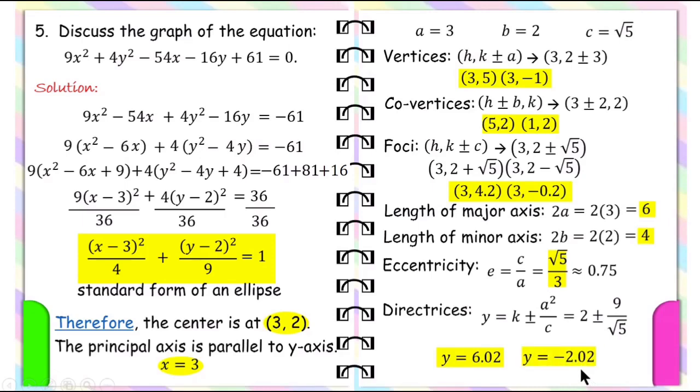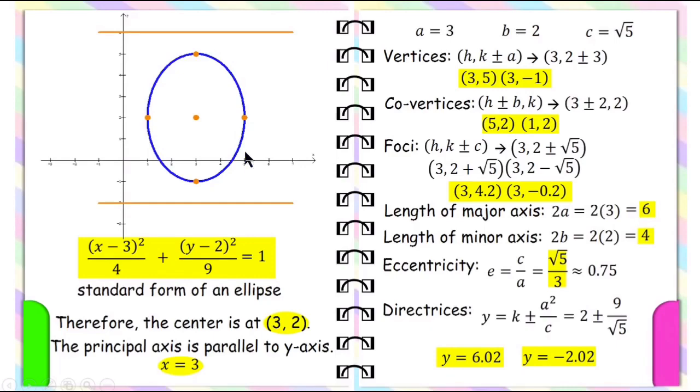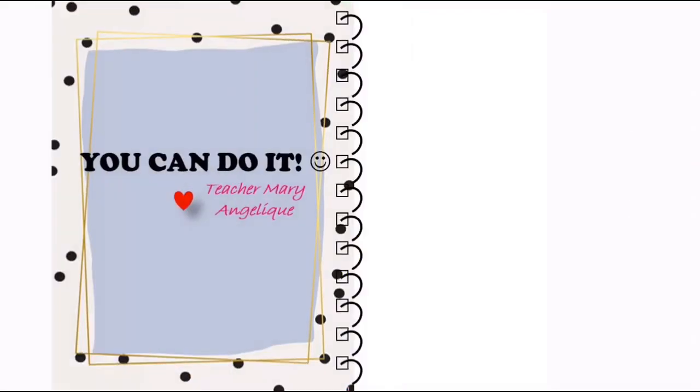So these are the characteristics of the equation 9x squared plus 4y squared minus 54x minus 16y plus 61 equals 0. The graph of this equation looks like this. And that is all about ellipse with center not at the origin.